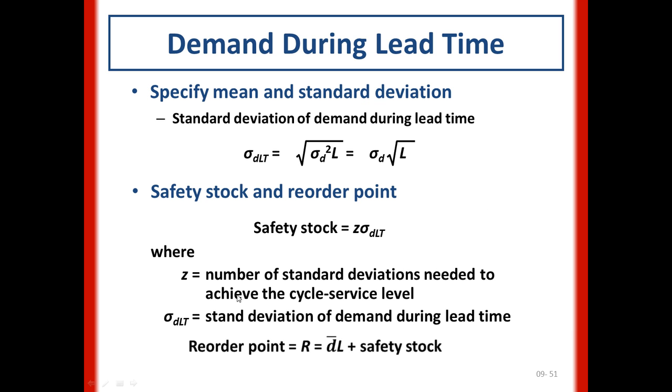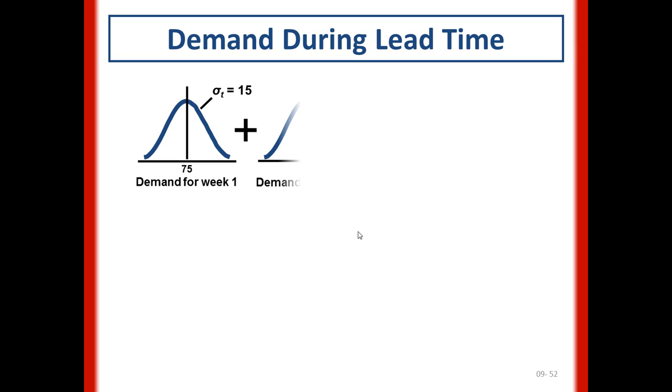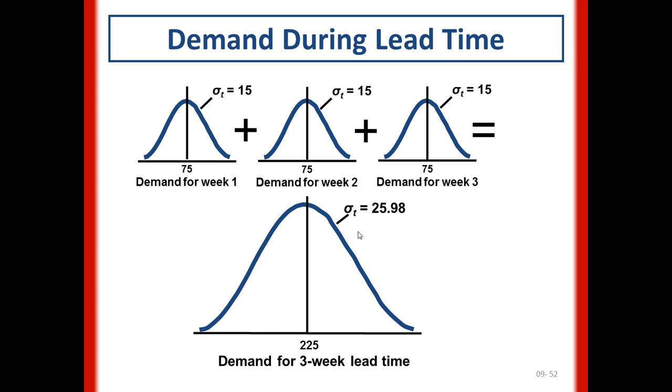sigma D and sigma L. Sigma D or sigma T we call individual standard deviation. Sigma L is lead time standard deviation. In this example, sigma T, the individual standard deviation for each week, is about 15. If we have a lead time of 3 weeks, you cannot add these three together to become 45.